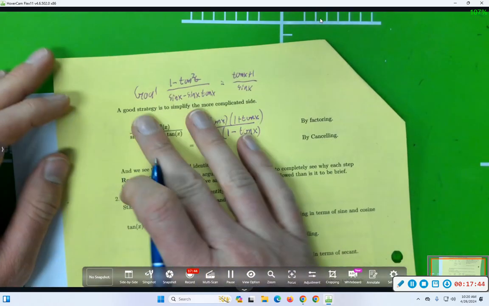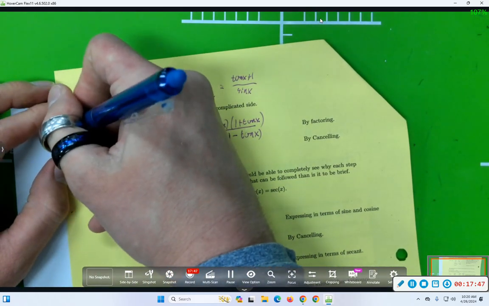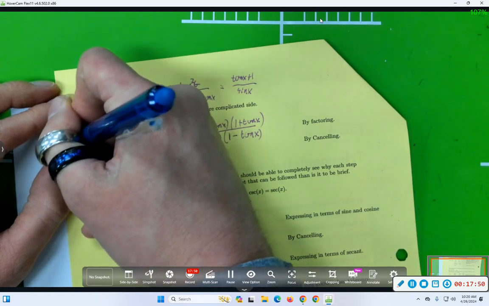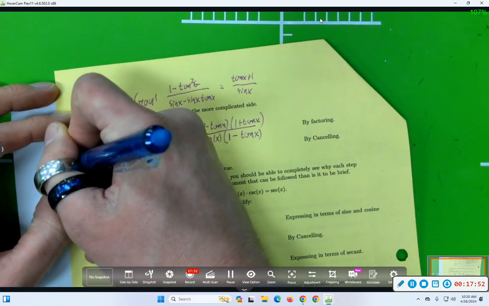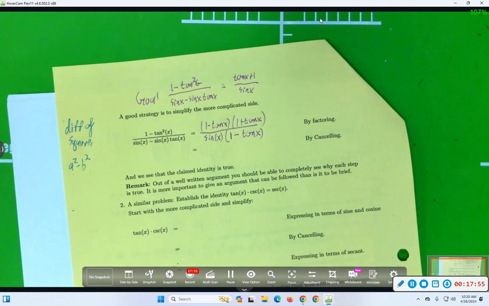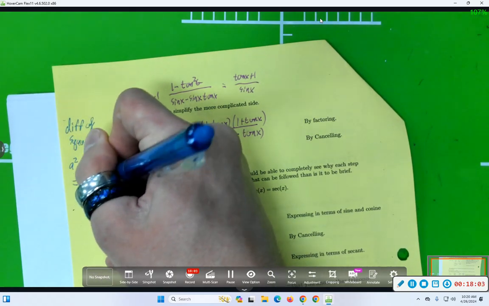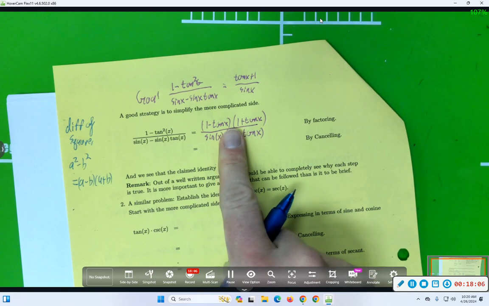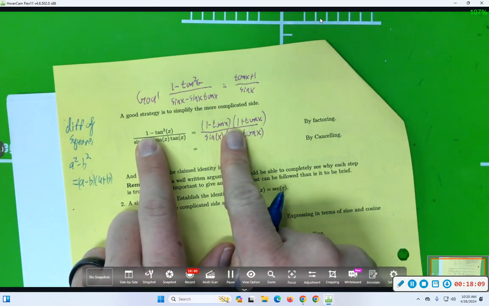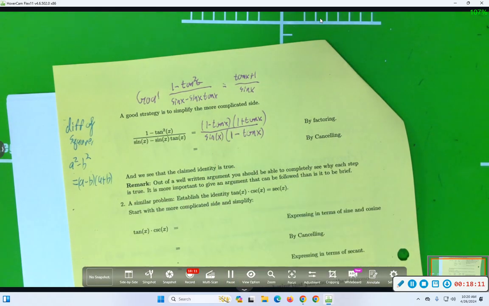And in general, this always works. Here's a fact. The difference of squares formula says that whenever you see a difference of two perfect squares, that always factors as a minus b, a plus b. And that's exactly what happened here. 1 is a perfect square. Tangent squared is a perfect square. So it factors. All right, neato. So we've done the factoring. And what I would be perfectly happy seeing in the write-up is all you're doing there is factoring. So that line is true by factoring.